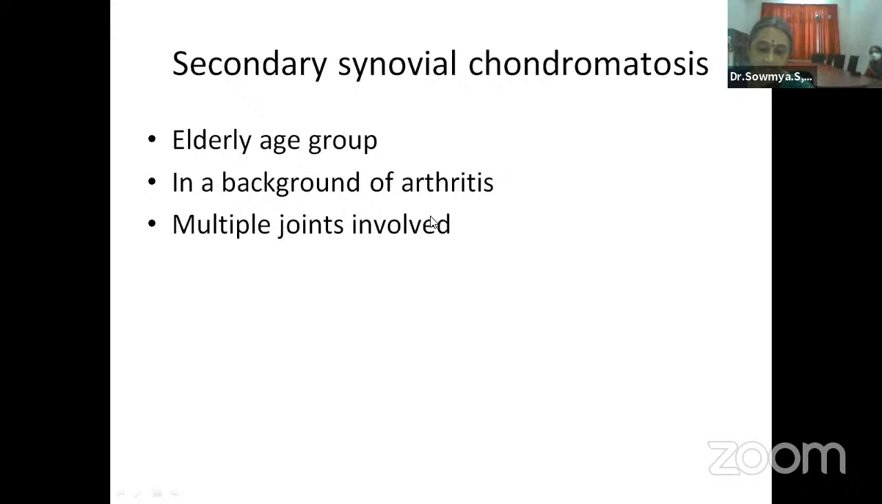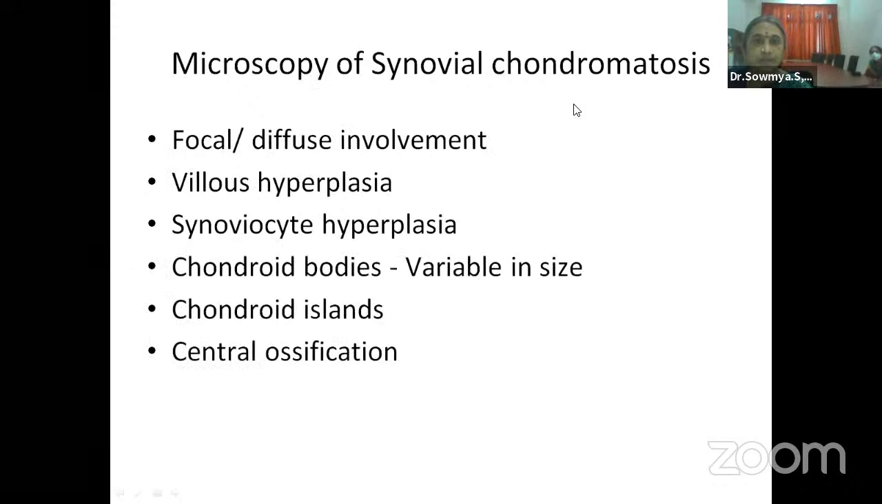So multiple joints can also be involved and numerous loose bodies can be present. So microscopically, either it can be focal or diffuse involvement of the entire joint. You may see villous hyperplasia, but synovial cell hyperplasia is variable. You may see sometimes very much thinned out synovial lining. Sometimes if it is very newly forming, you can also see synovial reactive hyperplasia.